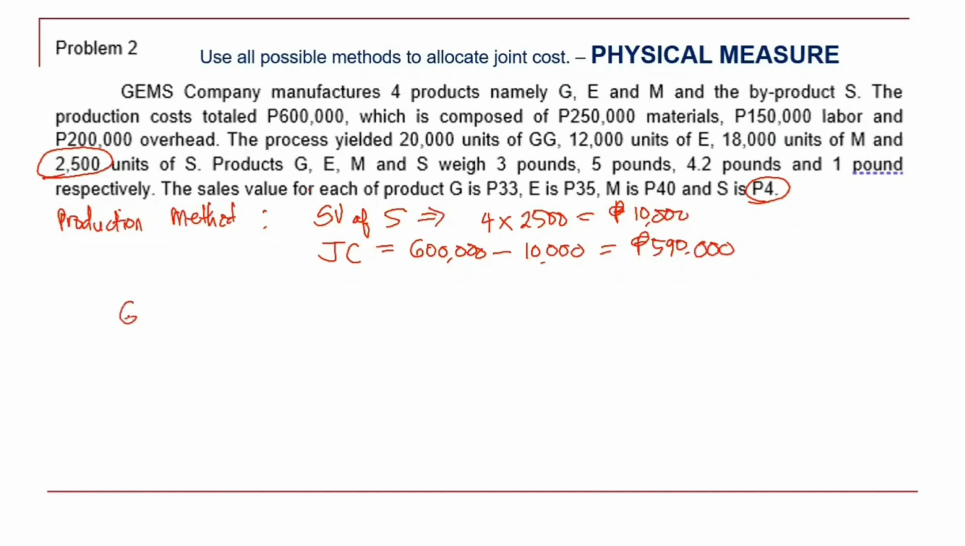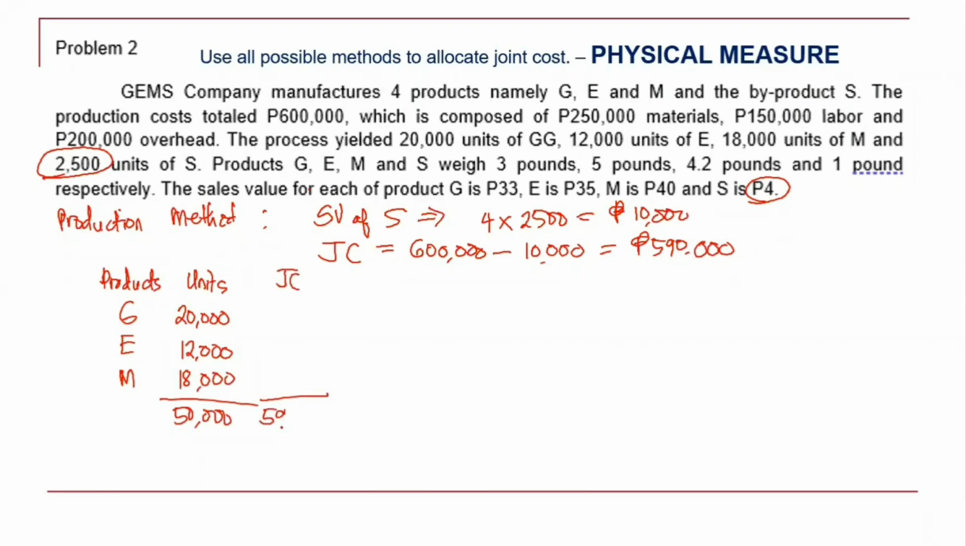So we have product G, product E, and product M. Okay? These are your products. And then, physical units, ilang units si G, ilang units si E, ilang units si M. That's 20,000, that's 12,000, and 18,000. Total, 50,000. Ito na yung basis. So, idikit mo na yung kailangan mo i-allocate. Magkano joint cost na i-allocate mo? 590,000. Yun lang yung tanging difference ng accounting for byproducts kapag sales value at production method. Kasi dito pa lang, ima-minus mo na yung 10,000.